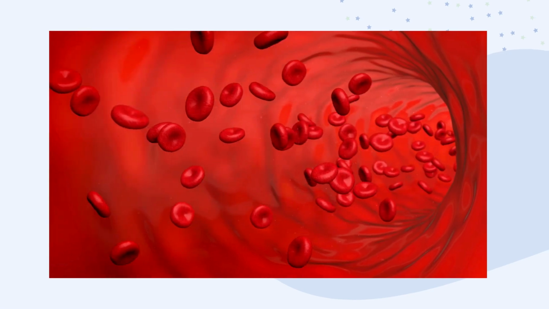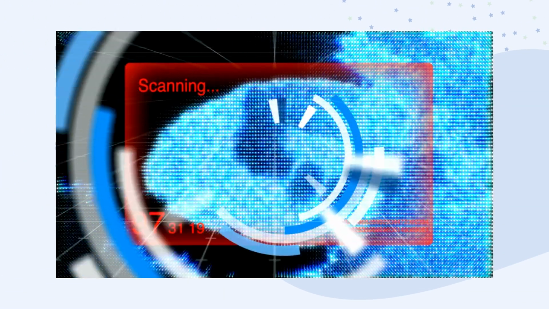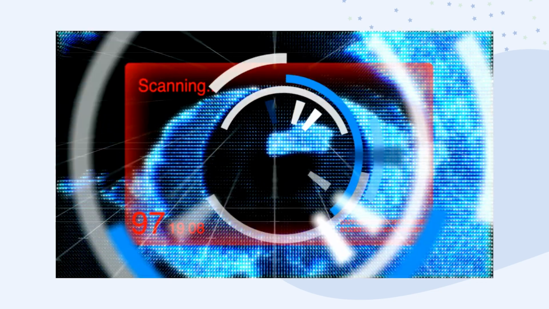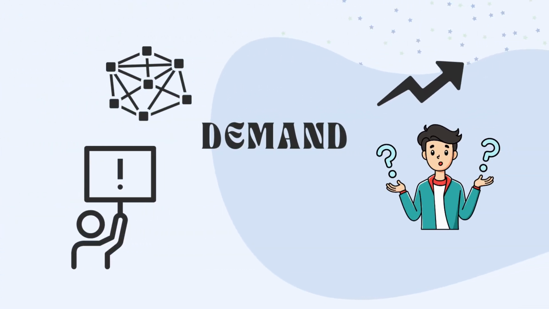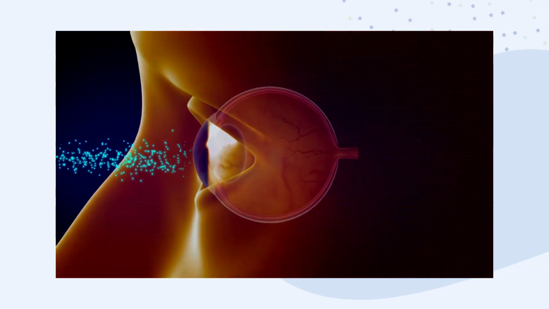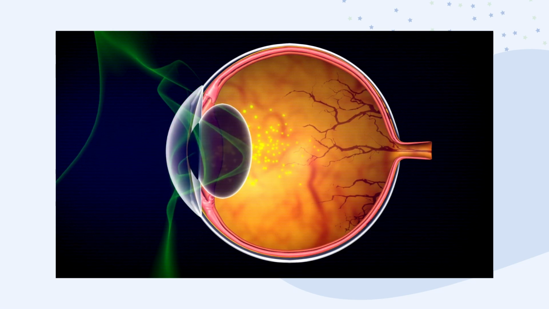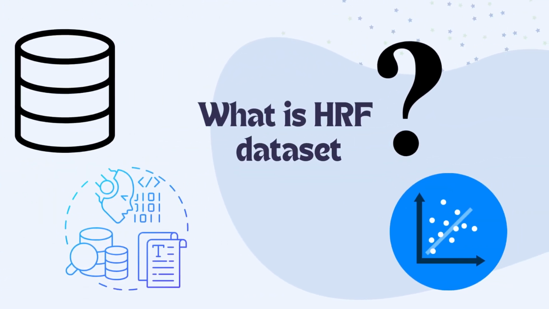of fundus images. In the past, comparisons of vessel segmentation results were limited to low-resolution retinal image databases. To meet the growing demand for higher quality and resolution in fundus images, the High-Resolution Fundus, in short HRF, database was created. Imagine a world where eye diseases are detected early and vision loss is prevented. Sounds incredible, right? So, what exactly is the HRF dataset?